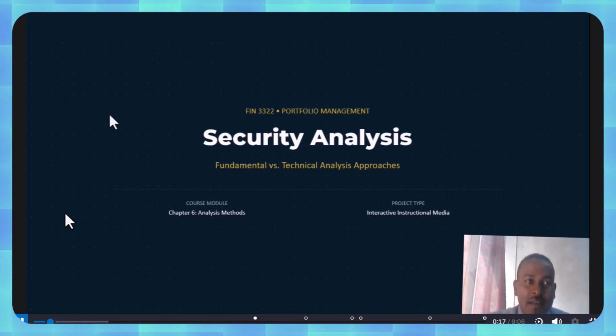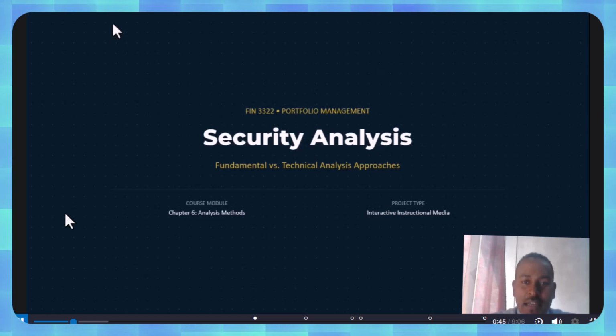For today, we are going to discuss chapter 6, which is about security analysis. Under this security analysis, we will see fundamental versus technical analysis approaches. These are the two basic security analysis approaches. So we will see the fundamental as well as technical analysis.